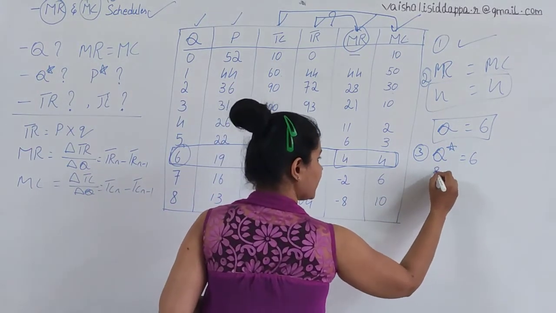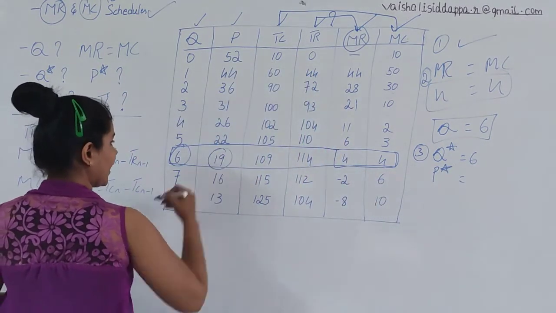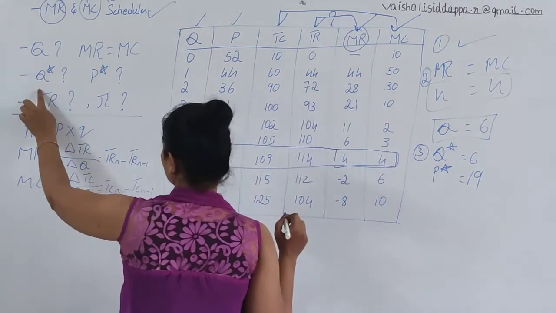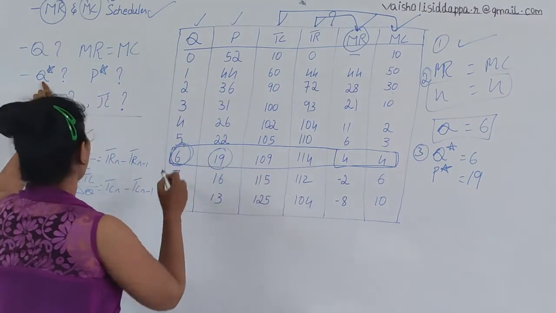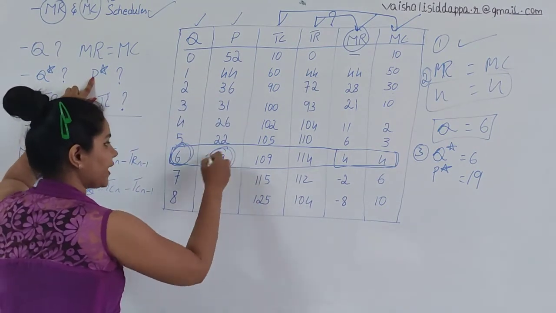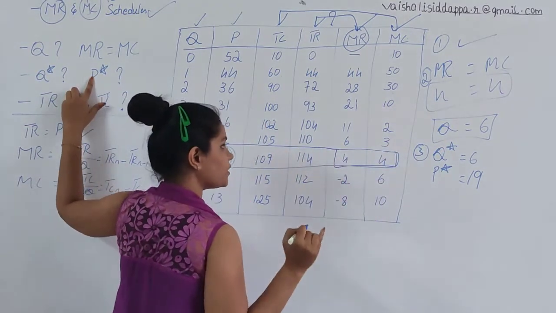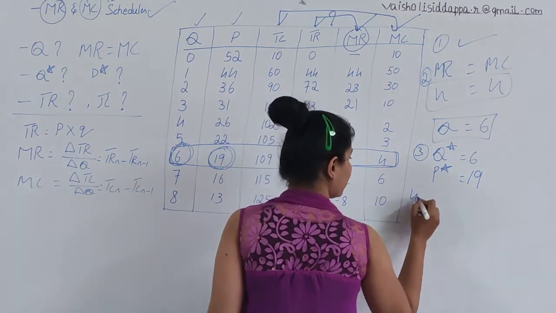And what is the equilibrium price? In this you can see the equilibrium price is 19. So the third question I have answered: the equilibrium quantity is 6 and the equilibrium price is 19. Why is it equilibrium? Because here MR is equal to MC. I have answered the third question, and now the last question.